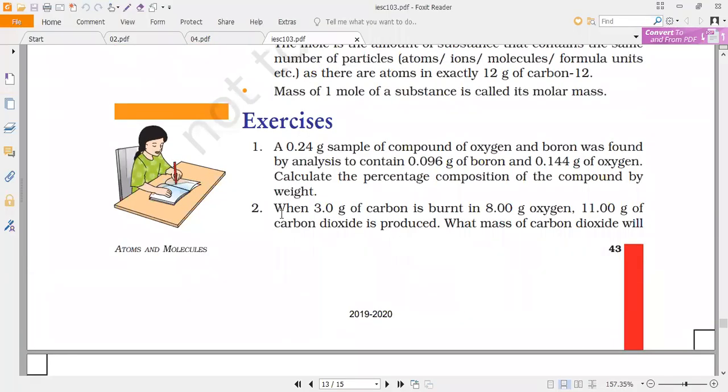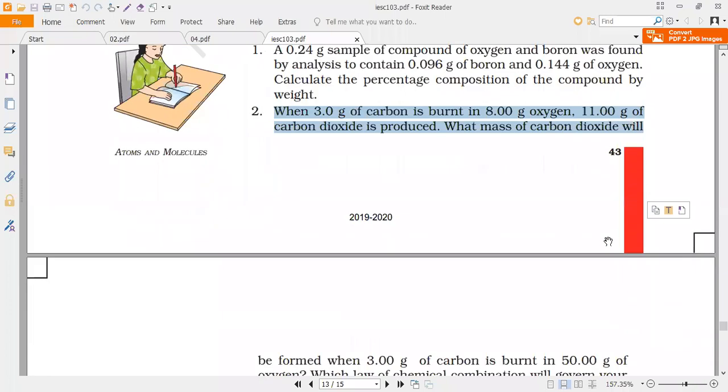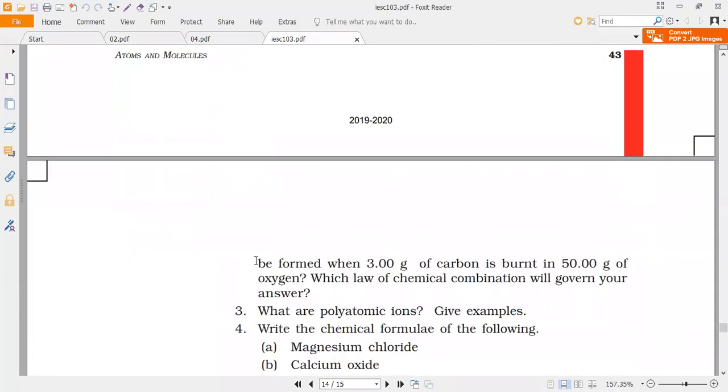Now, I will show you the NCERT book also. You can see, and I will give the answer. A very, very important question. Second question: when 3 grams of carbon is burnt in 8 grams of oxygen, 11 grams of carbon dioxide is produced. What mass of carbon dioxide will be formed when 3 grams of carbon is burnt with 50 grams of oxygen? And which law of chemical combination governs your answer?